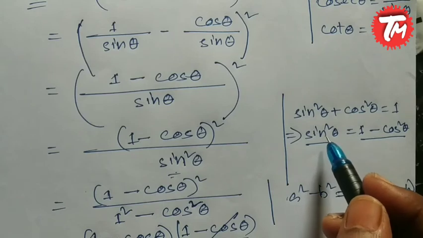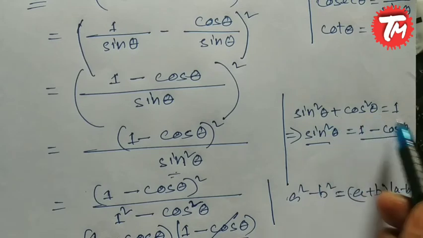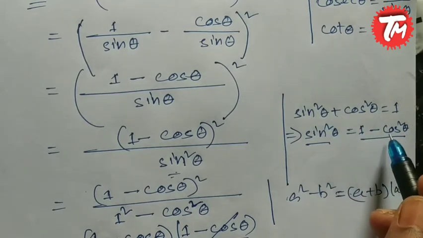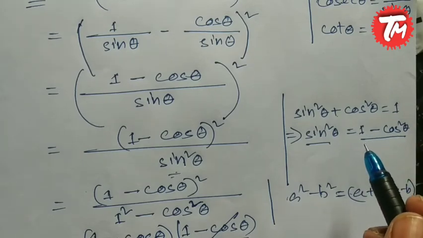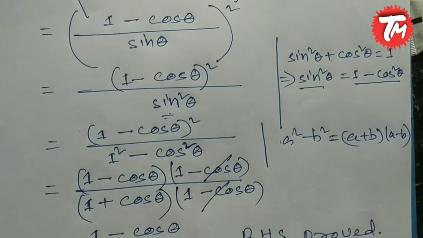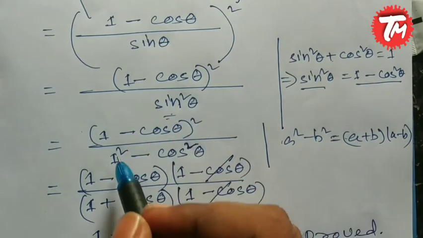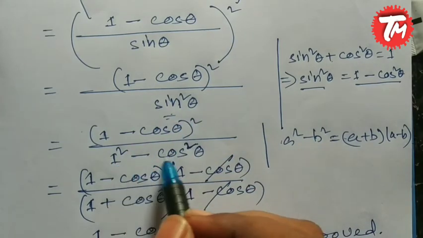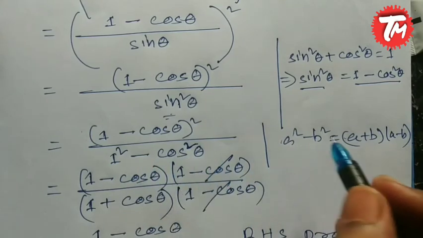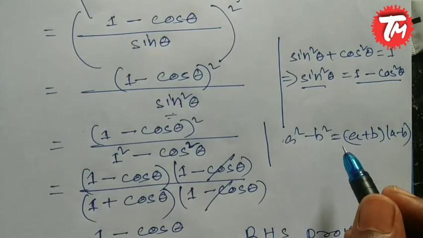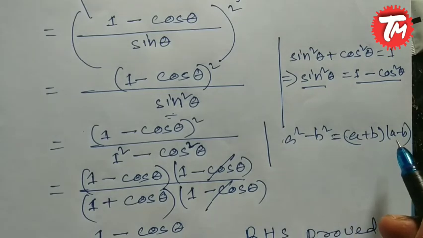So sin square theta equals 1 minus cos square theta, moving cos square theta to the right hand side. So now we write 1 minus cos square theta in the place of sin square theta. That means 1 square minus cos square theta, because a square minus b square equals (a plus b) into (a minus b).